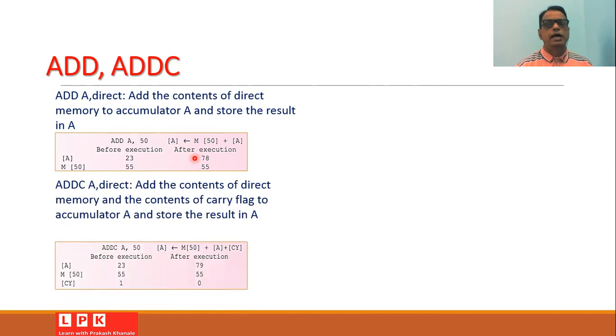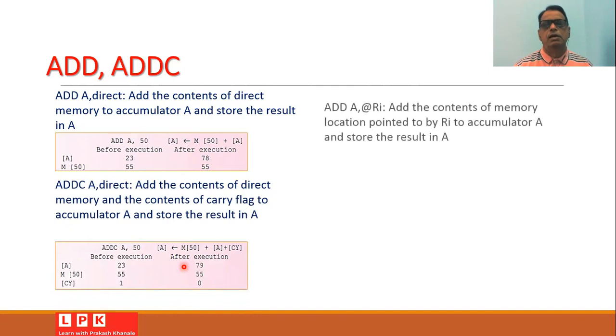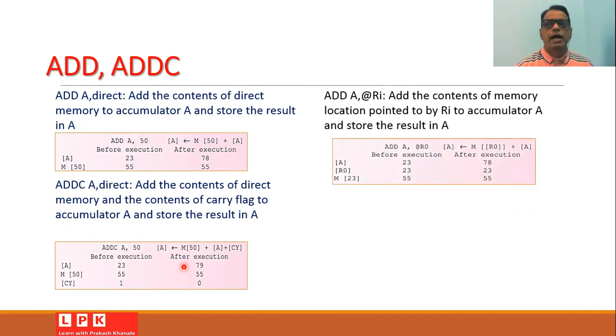Another form of the add instruction is ADDC A, direct, where the content of the direct memory location is added into the accumulator along with the carry flag. If we write ADDC A, 50, if A has 23, memory location 50 has 55 and the carry flag is set to 1, then after the execution of this instruction, we will get accumulator equal to 79 hexadecimal.